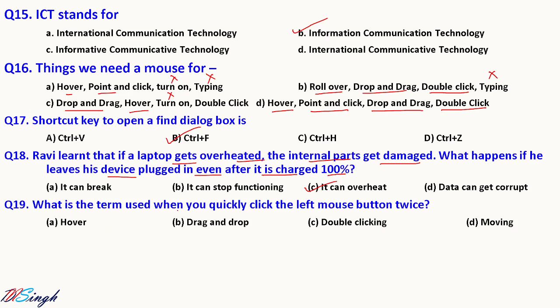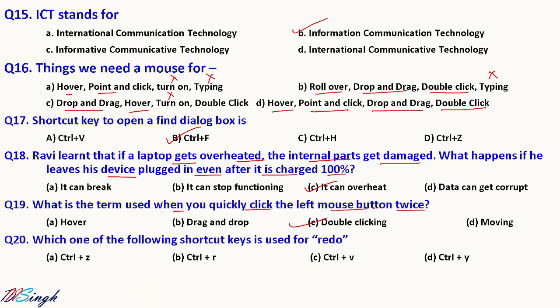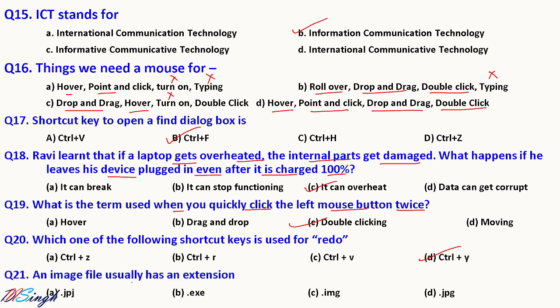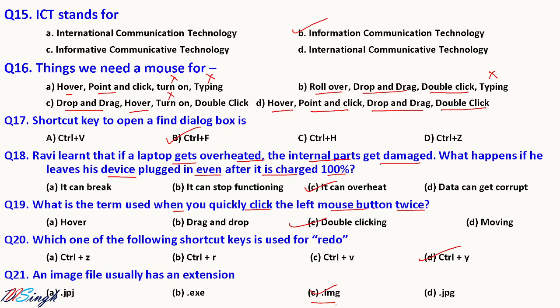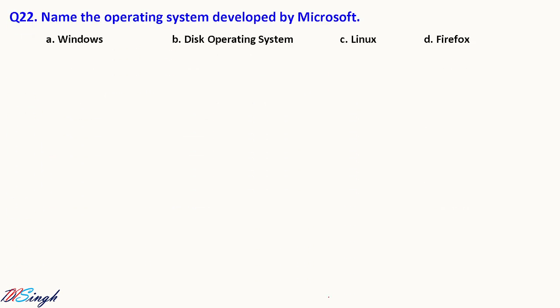What is the term used when you quickly click on the left mouse button twice? That is called what? Double clicking. Which one of the following is a shortcut key used for redo? So we have a particular combination, Control plus Y, that is for redo. Control plus Z is for undo. Control plus V is paste. Okay, an image file usually has the extension of img. Okay, so an image file usually has which extension? img. Let us move ahead to the next question.